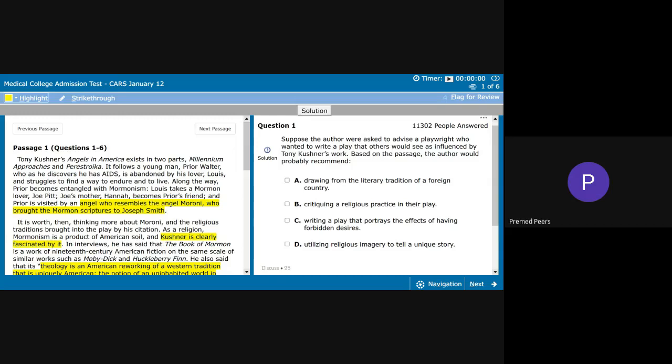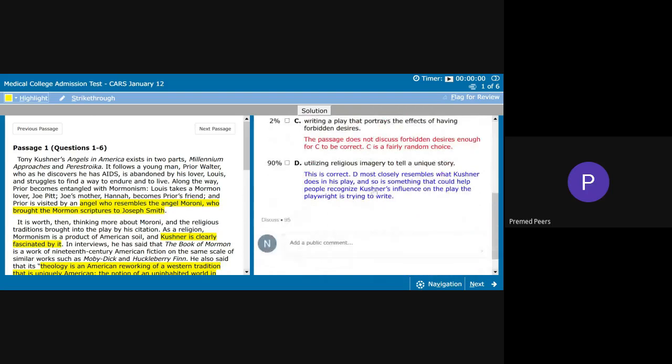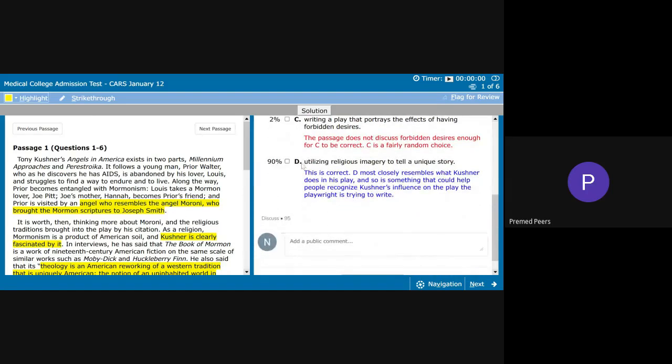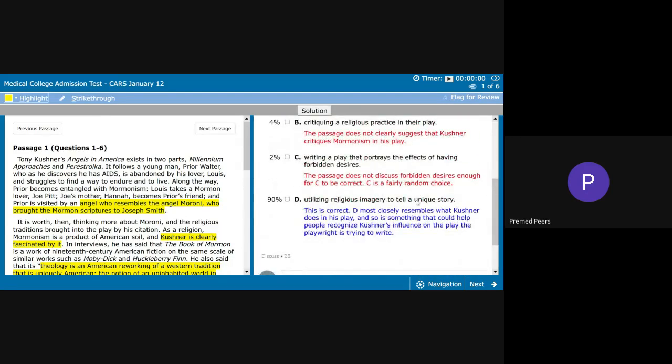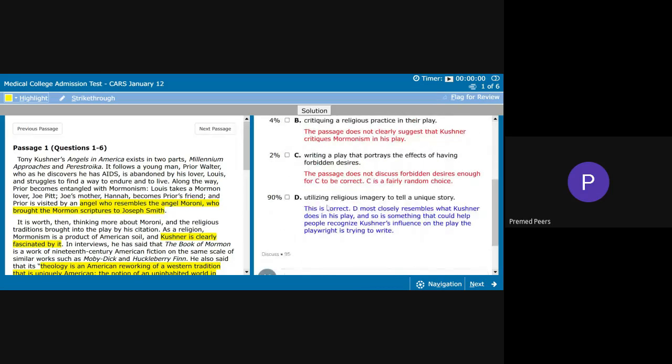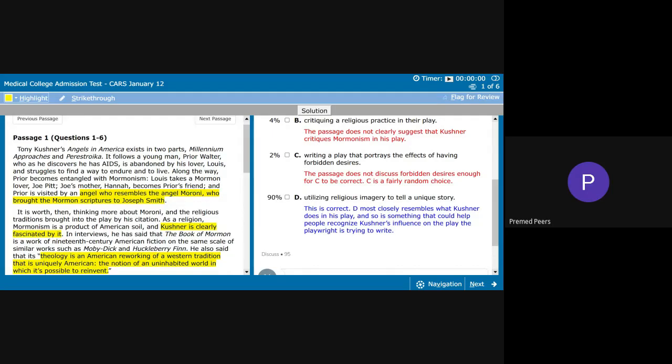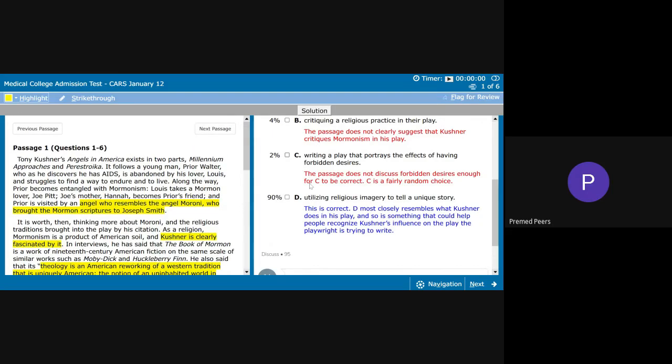So the correct answer here is going to be D. So utilizing religious imagery to tell a unique story. This is the best answer because that's what's being described here, in terms of Tony Kushner's piece, Angels in America, right?